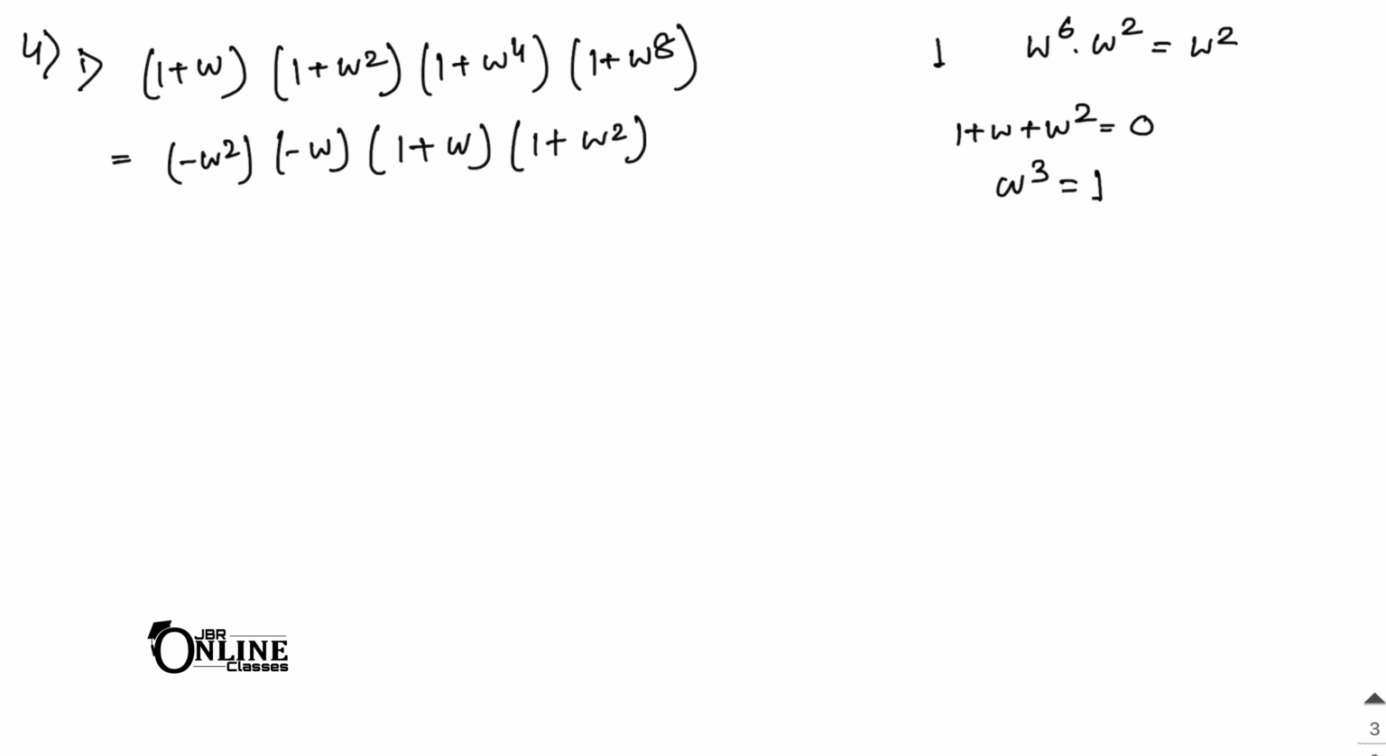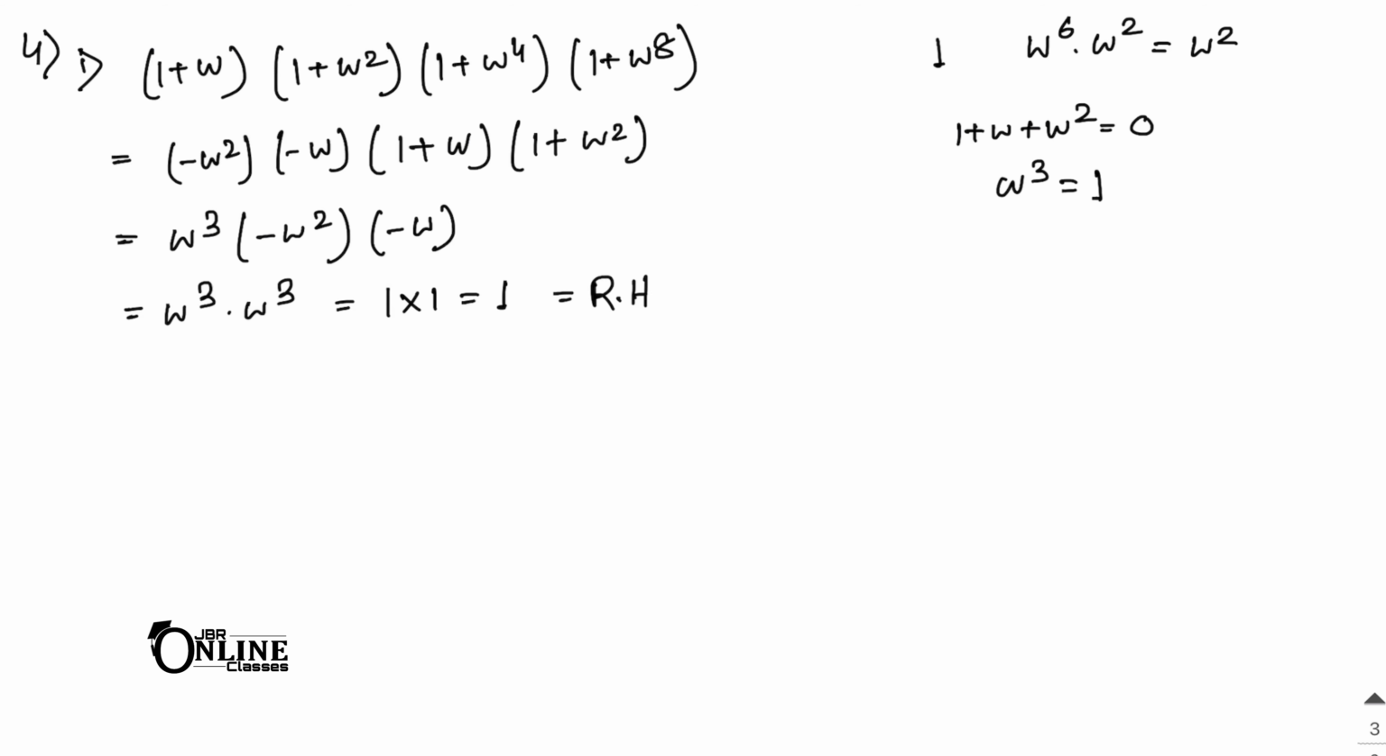So it will be 1 plus omega square. So it's omega cube. Then 1 plus omega means again omega square, it's minus. And omega square means again minus omega. So it will be omega cube into omega cube. That means here 1 into 1, and that equal to 1. So it's proved.